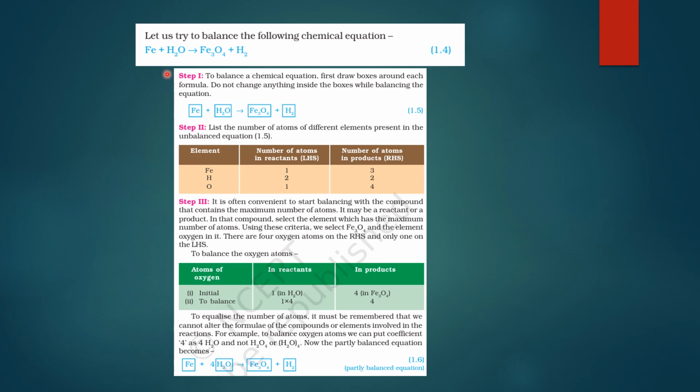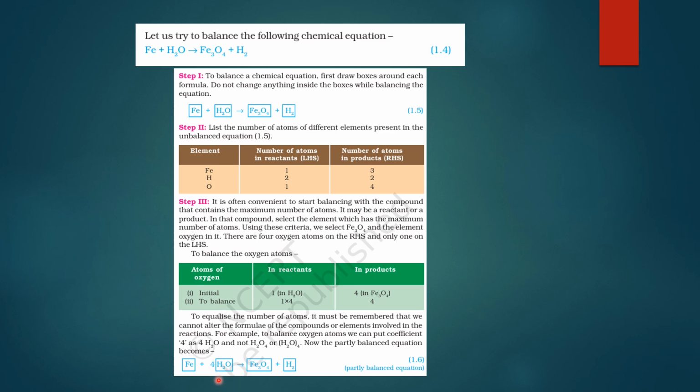So how do we balance? So we have to balance every element one by one. So here let's start with balancing of oxygen. So oxygen we see on RHS we have four oxygen atoms and in LHS we have one oxygen atom. So what we do, we put a 4 in front of H2O here. So this chemical equation becomes Fe plus 4H2O gives Fe3O4 plus H2. Now let's check on LHS how many oxygen atoms are present as this 4 is written here.